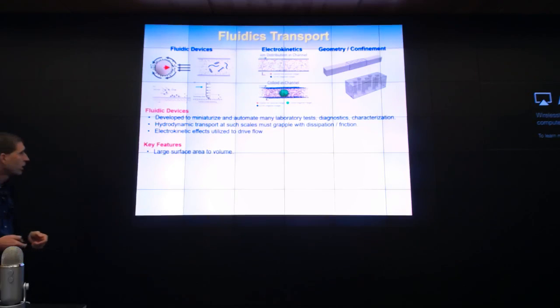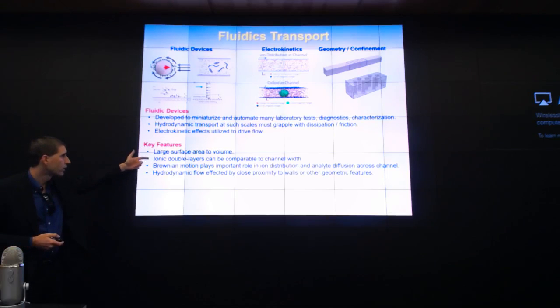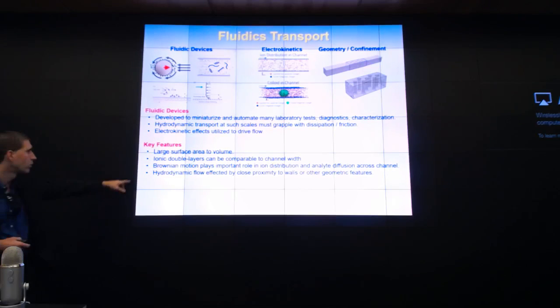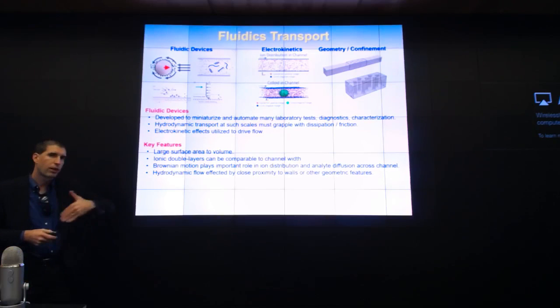So I won't say too much about the details there, but some of the key features, again, that we have to grapple with is you have a large surface area to volume ratio. These ionic double layers can be comparable to channel width, so that makes it difficult to use things like traditional Poisson-Boltzmann. The Brownian motion, both of the ions and the analytes, obviously plays an important role in that subtle structure you have there, an interplay between the colloid and its double layer and the wall and its corresponding double layer, which would affect, obviously, its transport rate.